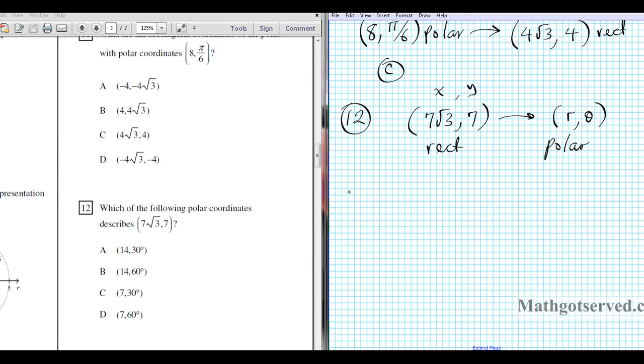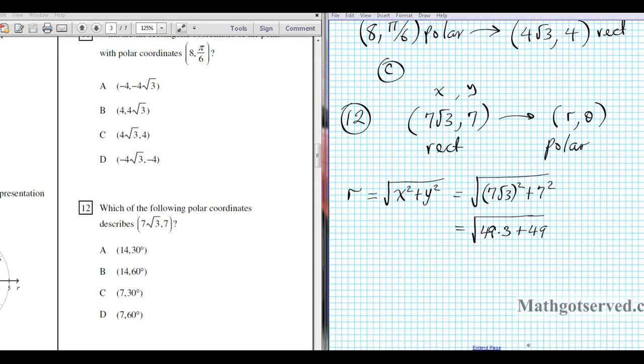All right, so to find r, if you refer to your formula sheet, r is the square root of x squared plus y squared. So that's going to be the square root of 7 root 3 squared plus 7 squared. All right, 7 root 3 squared, you're going to square 7 and root 3. So 7 squared is 49, and root 3 squared is 3. 7 squared is 49.